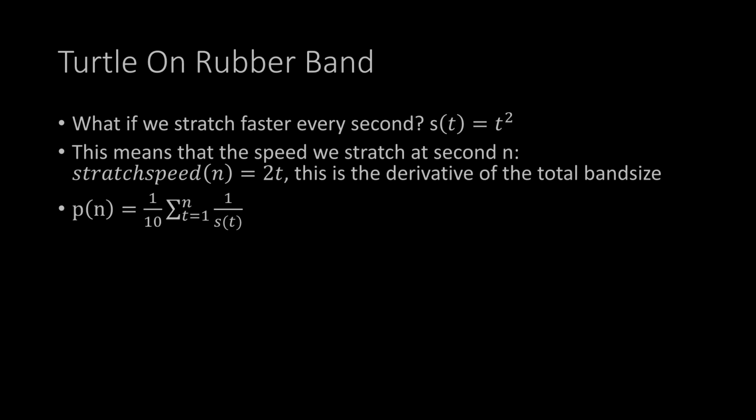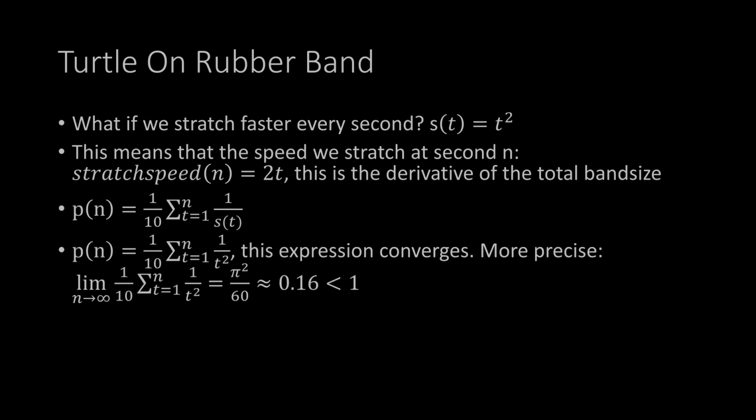So let's insert it into our formula. Once we put t squared in there, this expression converged. And more precisely, if we take 1/10 into account, which is the turtle speed, it converges to pi squared over 60. So this means even for an infinite amount of time, the turtle will never make it to the end of the rubber band.